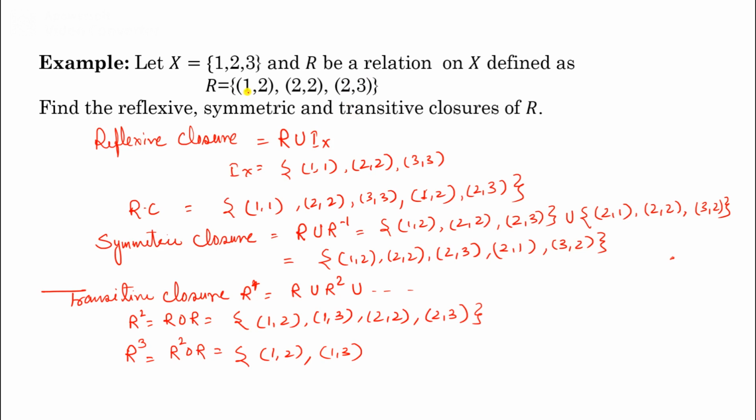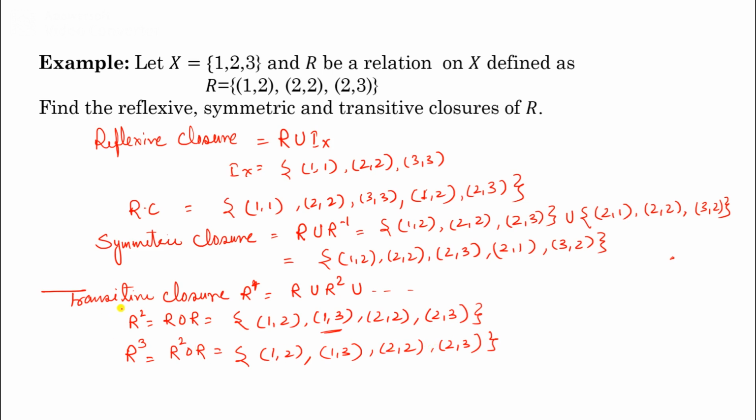The next (1,2) is not starting with 2, just leave it. Now check the element (1,3). It is not starting with 3, so no need to check (1,3), just leave it. Now (2,2): 2 is related to 2, 2 is related to 2, so this is (2,2). Now 2 is related to 2 and 2 is related to 3, so we will have (2,3). Now check (2,3), but no element is starting with 3, so just leave it as it is. So this process is completed.